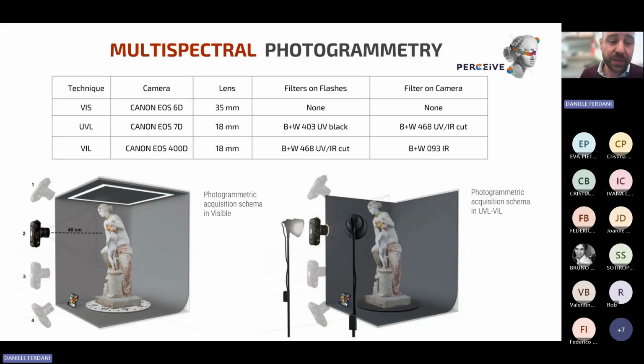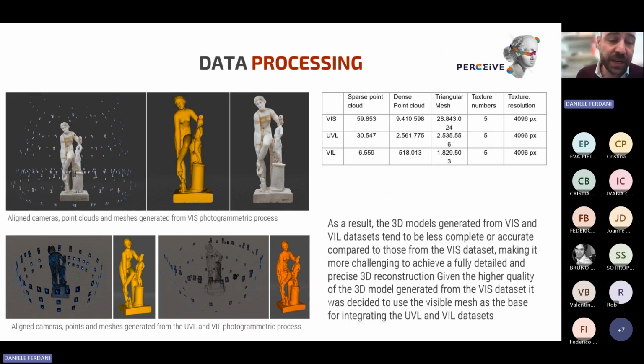After the acquisition, the images were processed in order to enhance detail, visibility, and uniformity. In this pre-processing step, in Lightroom, exposure, contrast, highlights and shadows, and white balance were carefully adjusted, in particular for the UVL and VIL datasets. This was really important to compensate for the lower native brightness and contrast.